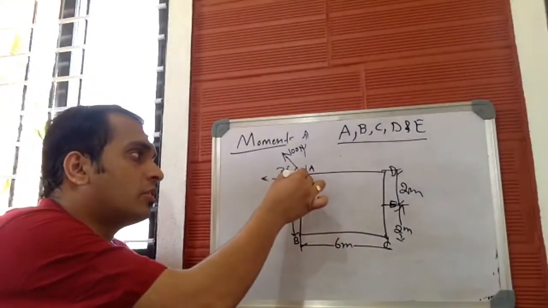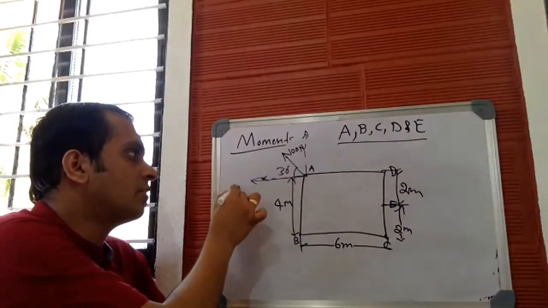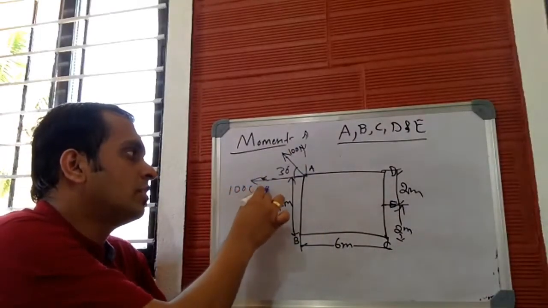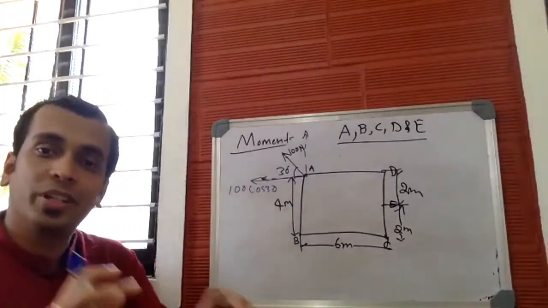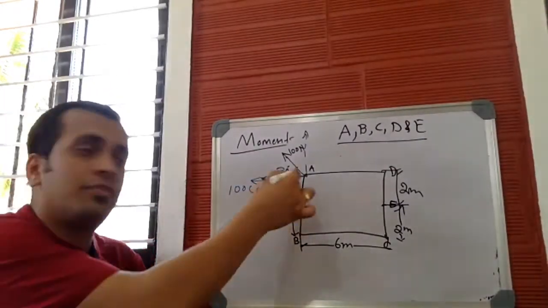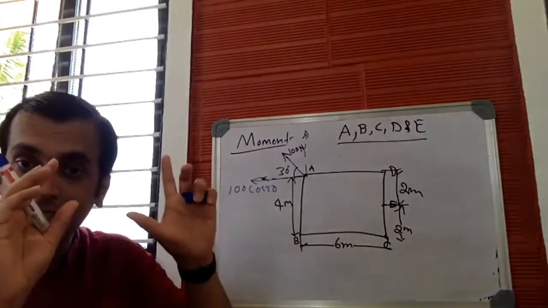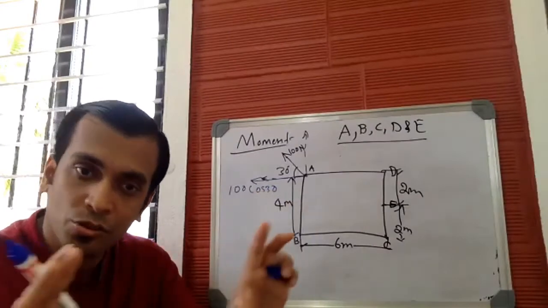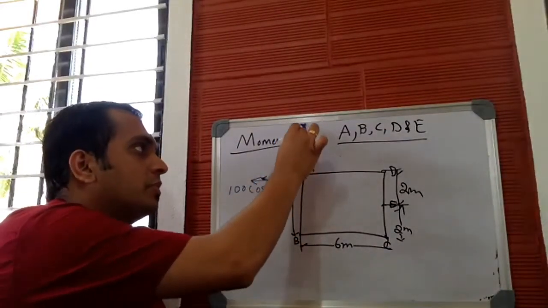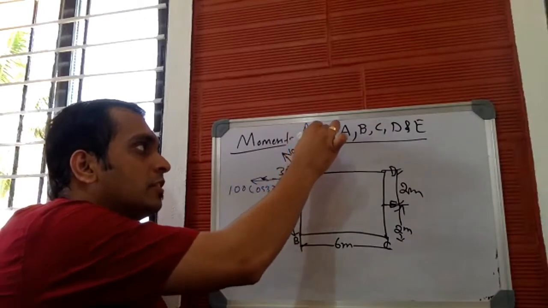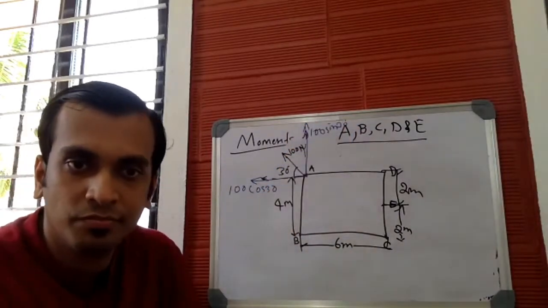So what would be the horizontal component? Horizontal component is 100 cos 30. We'll not consider it to be negative because we don't consider the direction. Usually, if the force moves horizontal to the left, we consider it as minus 100 cos 30. Here, in the concept of moments, we don't consider the direction. So, let it be 100 cos 30 and let the vertical component be 100 sine 30. Hope you know how to resolve.